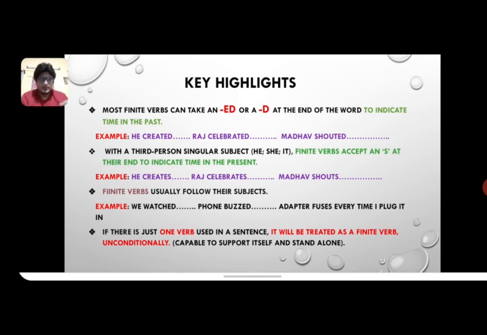Now here the only thing is that we are talking about the verbs that are being directly used right after the subject, like we the subject, then watched the verb. Phone, the subject, buzzed the verb. Adapter is the subject, fuses is the verb. So we are here not concerned about the tense of the sentence. The last point to be noted down: if there is just one verb used in a sentence, it will be treated as a finite verb unconditionally, and that verb will be capable enough to support itself and stand alone as a tense director.